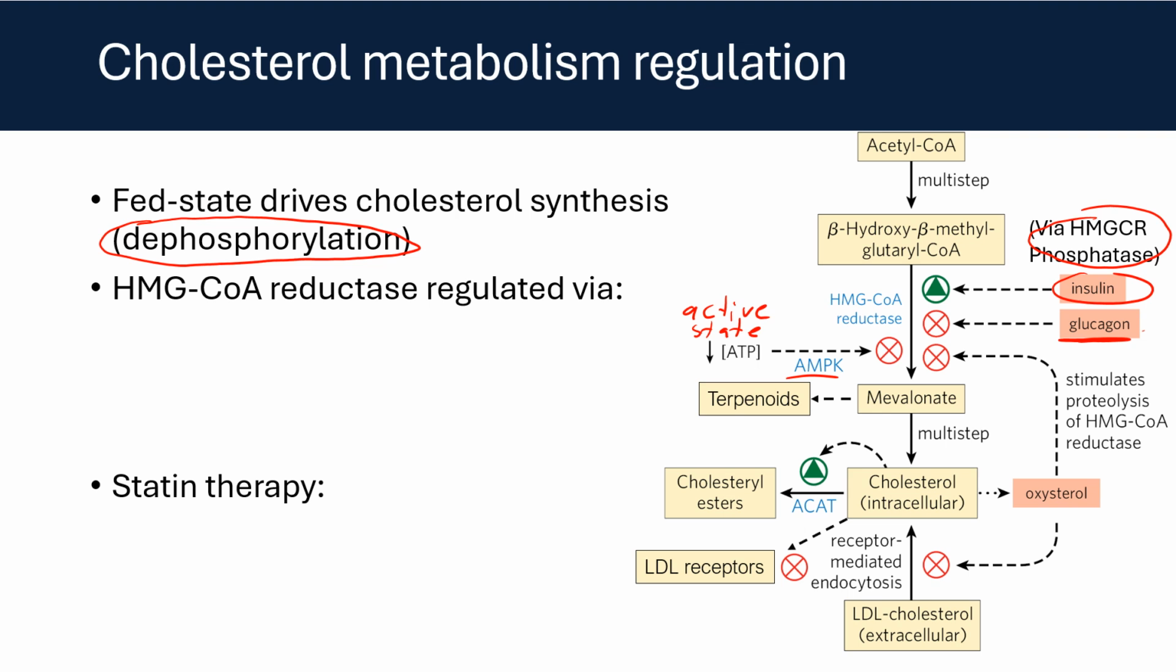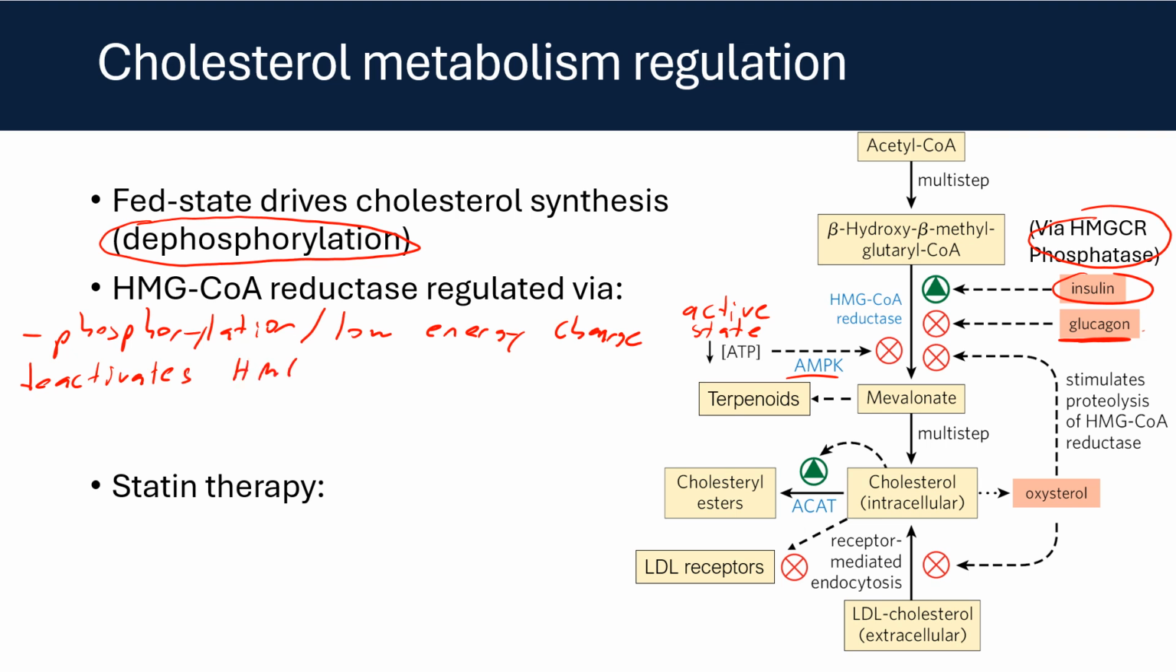So let's just sum that up by saying phosphorylation slash low energy charge deactivates HMG-CoA reductase.